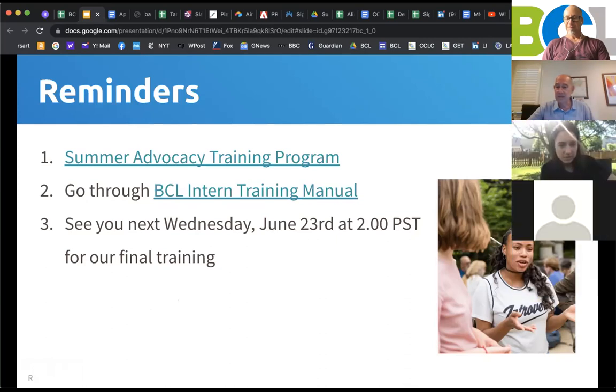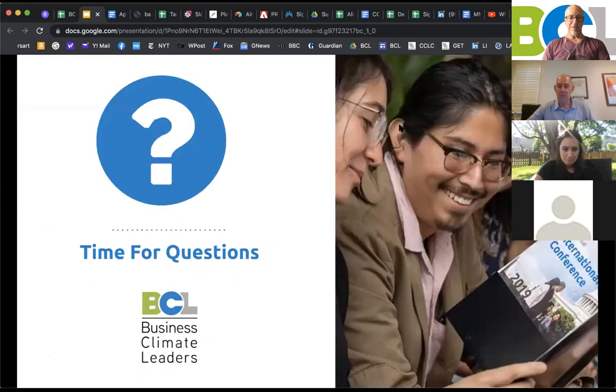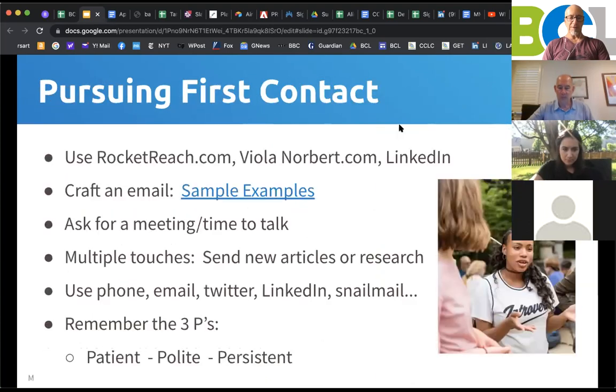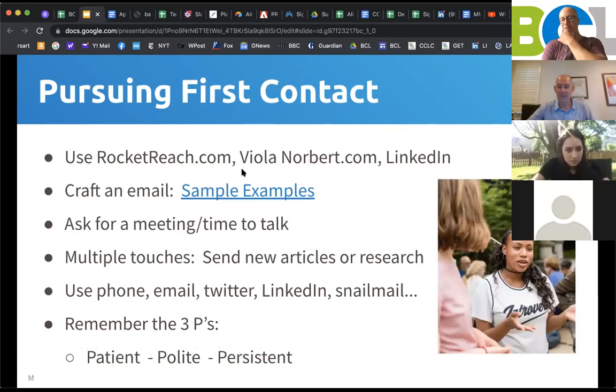Other questions? I have a quick question. If we reached our limit on the searches for Rocket Reach, I know in that one slide you listed a couple good resources. Is there another one that we could use? Yeah, a couple of things. One is Viola Norbert, the other one I've used, this one here. You can also search Google for contact email or email finder and see what other service there is.